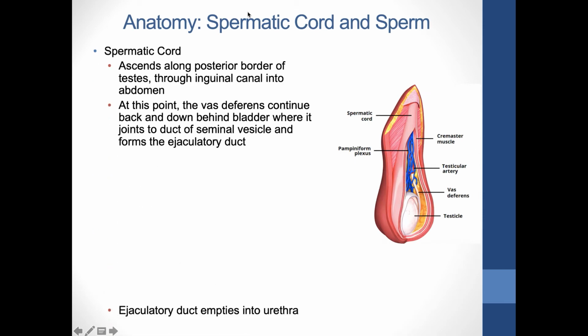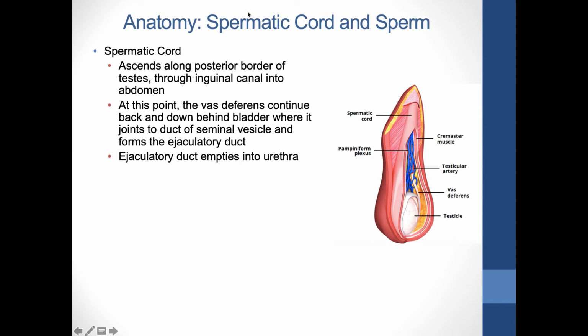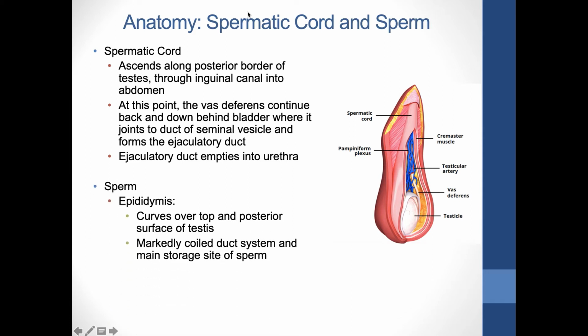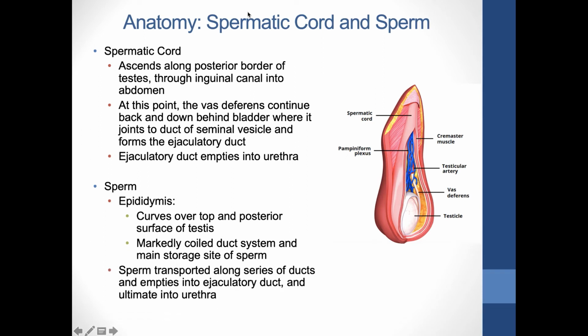The spermatic cord ascends along the posterior border of the testes through the inguinal canal into the abdomen. Here the vas deferens continues back and down behind the bladder, where it joins a duct of the seminal vesicle and forms the ejaculatory duct. This duct empties into the urethra. With the epididymis, it curves over the top and posterior surface of the testes. It's a markedly coiled duct system, and it's a main storage site for sperm. The sperm is transported along a series of ducts, and it empties into the ejaculatory duct and ultimately into the urethra.